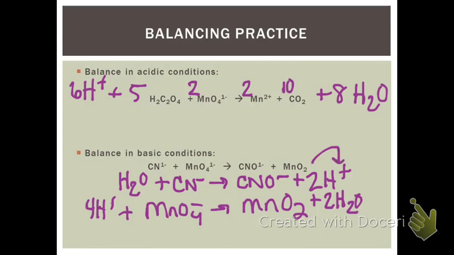Make sure you don't forget the coefficients. Now, how do you bring +1 down to -1? You have to add 2 electrons to the right.